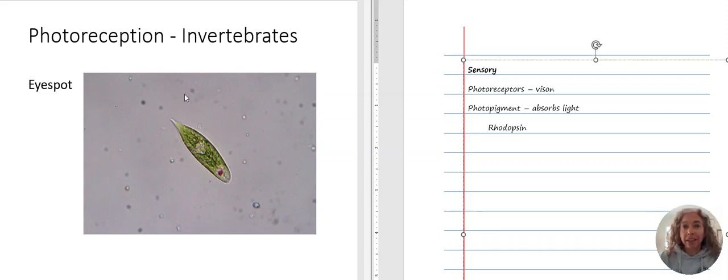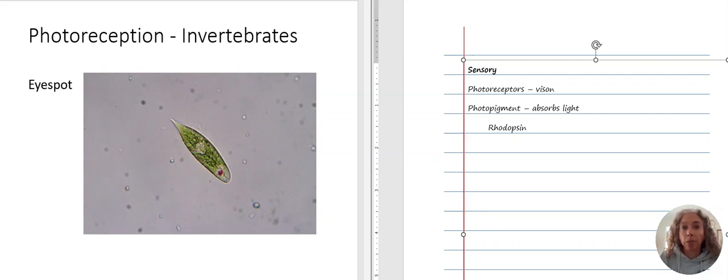This organism here is a euglena. This is a protist, and it's a primitive animal. It has a little flagellum that helps it move. It has chloroplasts so that you can see that it can get nutrition through photosynthesis, but it can also eat. And this little red dot here is its eye spot. That's how it detects light so that it can photosynthesize.